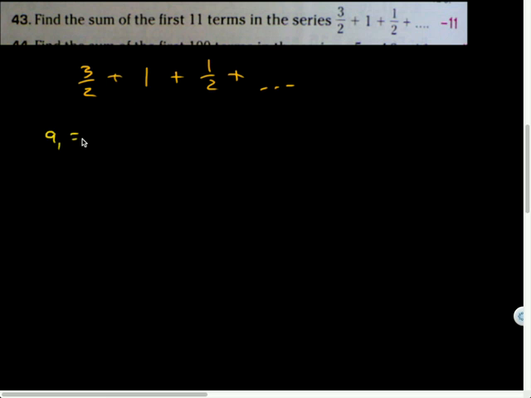So I know the first term is 3/2. I don't know the 11th term. I guess I could call that a sub 11. I don't know that. I do know n. N is 11. I don't know the common difference yet. And I don't know the sum of the first 11 terms.